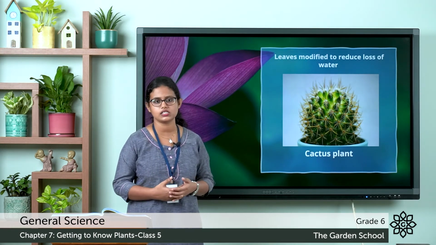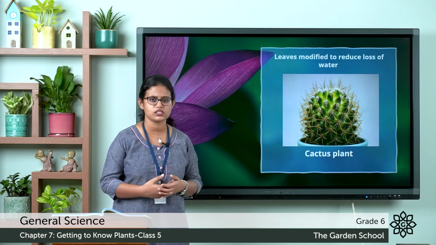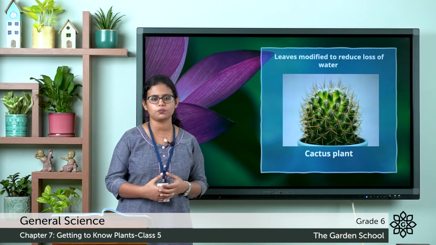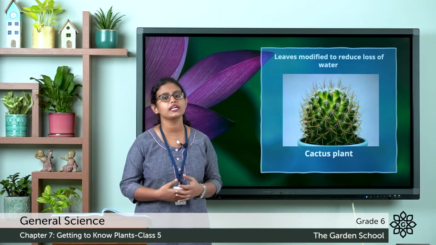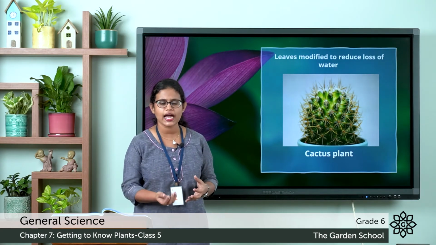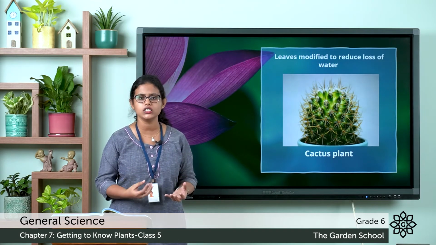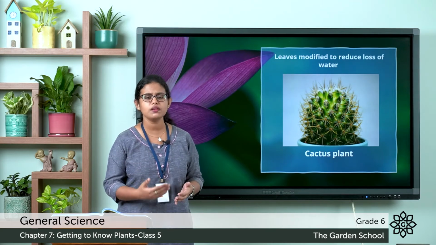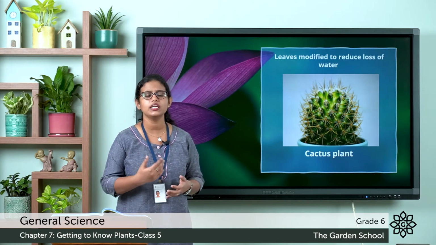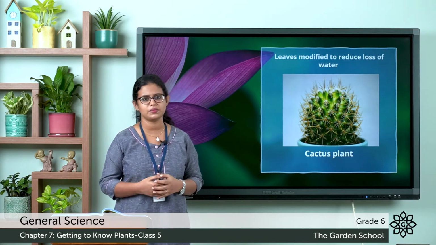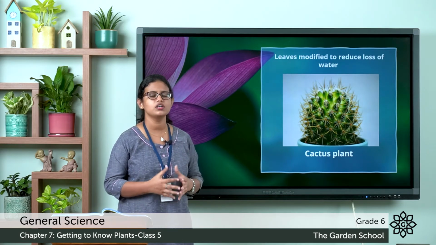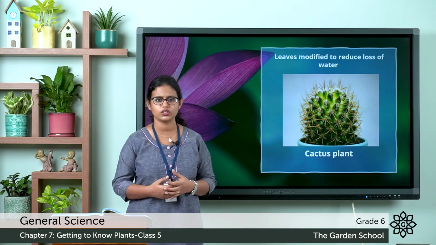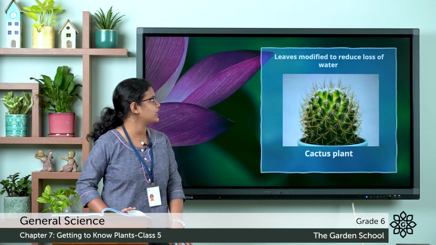Another thing is that this modification, leaves modified into spines, protects the cactus plant from being eaten by animals. We know that there are animals that eat plants. So, this modification helps protect the plant from being eaten by other animals. So, that is about leaves that are modified to prevent loss of water.